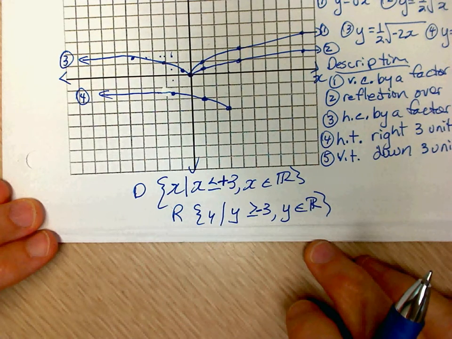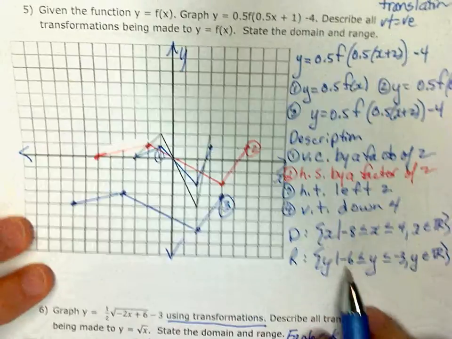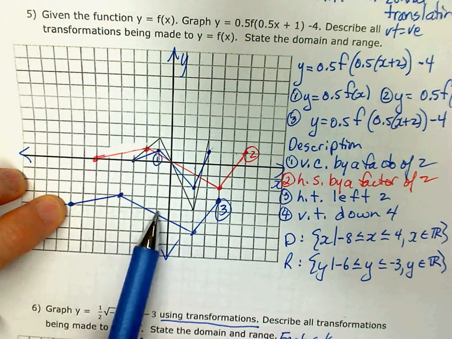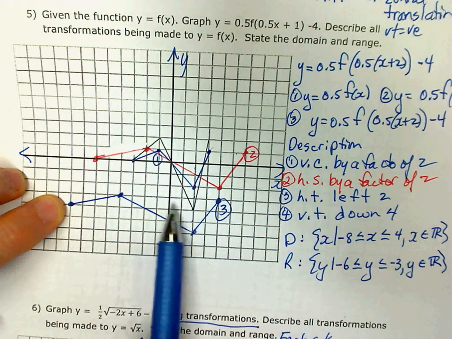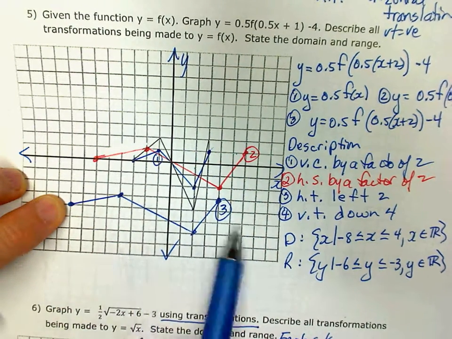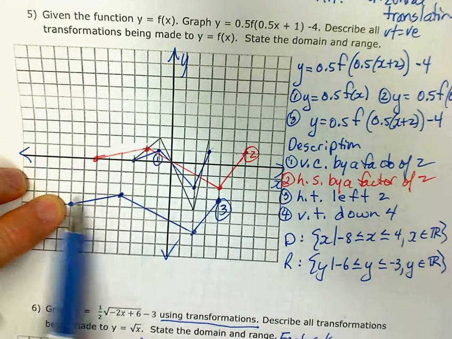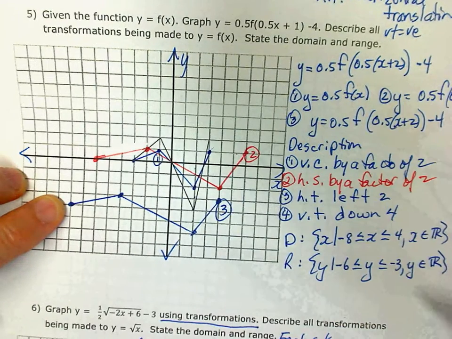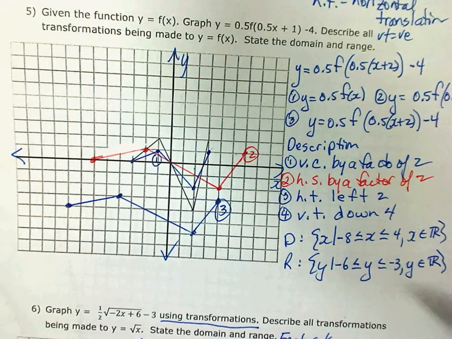Oh, this one? So, can you see that the lowest x value is negative 8? 1, 2, 3, 4, 5, 6, 7, 8. And the highest value is 4. So, the range is the x values along this way. Oh, sorry. Domain is x values along this way. Range is y values along this way. Are we good? Okay. Let's do this guy.